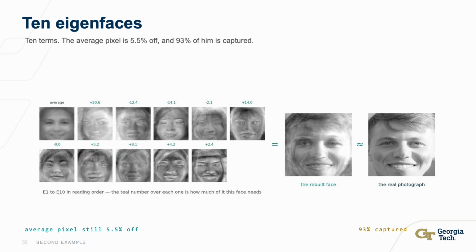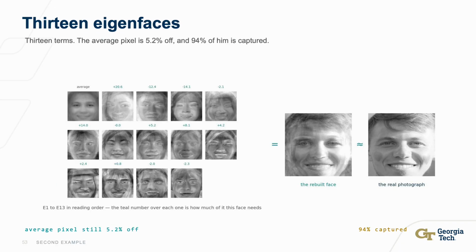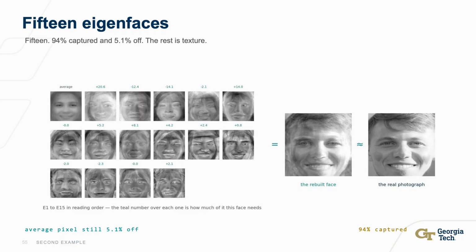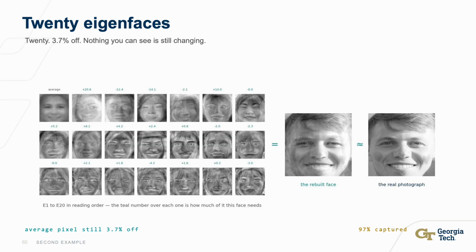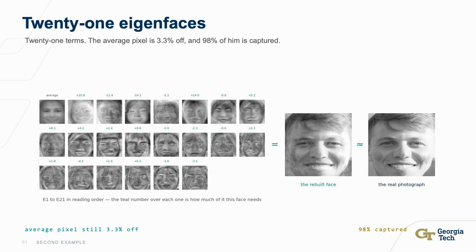9, 10, 11, 12, 13, 14, 15, 94%, 5.1% off. Everything remaining is texture. 16, 17, 18, 19, 20. 3.7% off, and nothing you can see is still changing. Notice he is stalling higher than she did. At this point, she was at 99% and he is at 97.